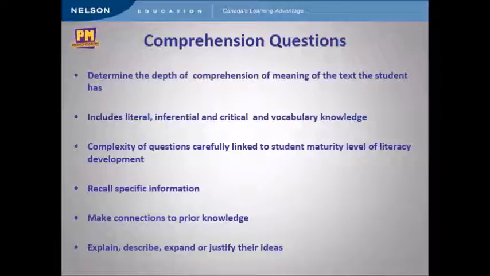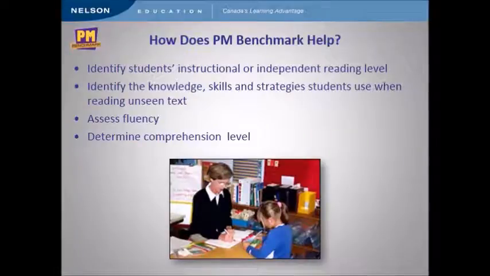So retelling is one indicator, and the other is by asking students comprehension questions. You'll see when you have an opportunity to look more closely at the PM benchmark assessment that there are comprehension questions at various levels. We'll be asking them those lower level literal questions, the inferential questions, and then the critical questions and vocabulary questions.